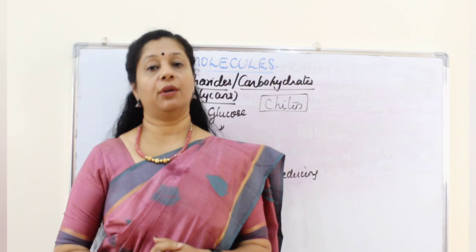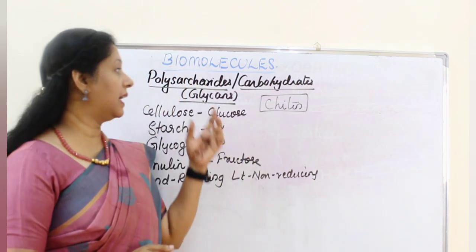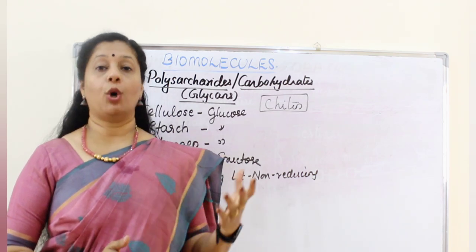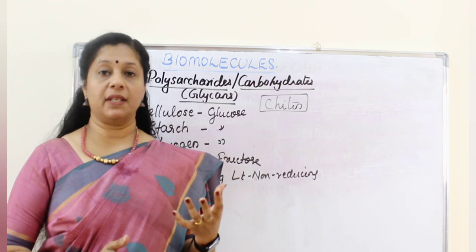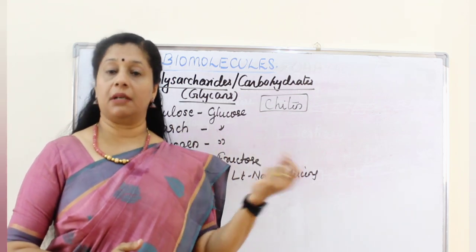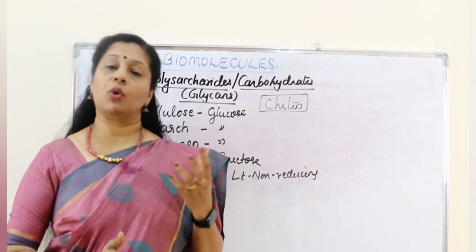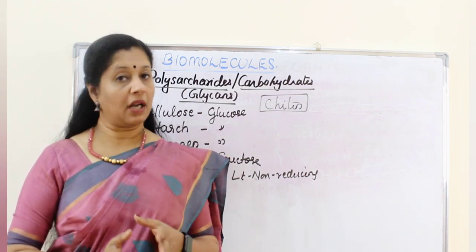The next biomacromolecule is polysaccharide or carbohydrates. They are otherwise called glycans. They are 2 types, homopolysaccharides or heteropolysaccharides. As I told, homopolysaccharide means same kind of monomers will come. Heteropolysaccharide means different types will come. So both can be present in the carbohydrate category, or they can be branched or unbranched.